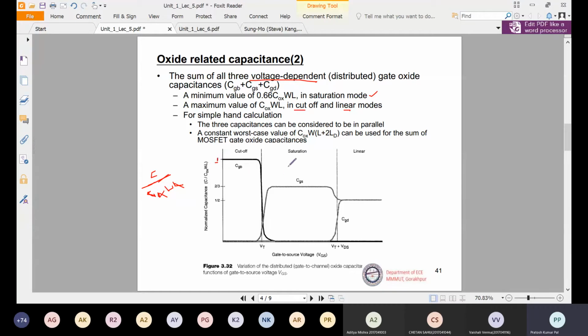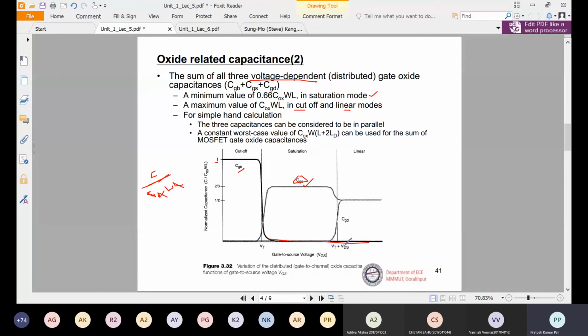But in case of saturation, there are different capacitances. This capacitance would be because of CGB, but in saturation and linear, CGB will be 0 always. So CGB will remain 0 throughout the analysis. In saturation, the only capacitance will be because of CGS, and that will be 2 by 3 times COX WL. Once we divide it by COX WL, it will be only 2 by 3. So 2 by 3 will be the capacitance in the saturation region, and that will be because of CGS.